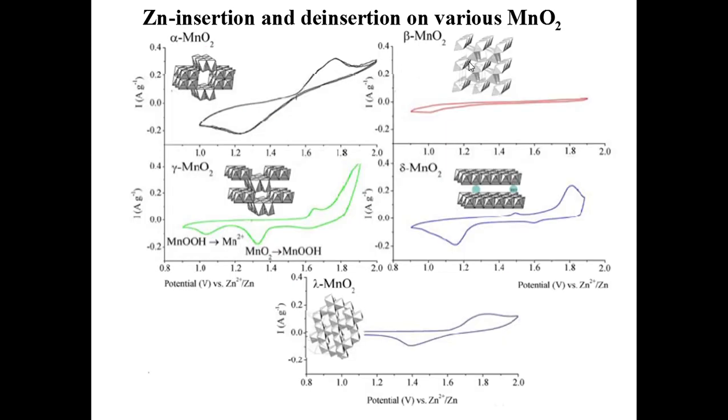And here I have compared the cyclic voltammogram, which shows the zinc deintercalation and the zinc intercalation chemistry. In this case, I used zinc 2 plus as the reference and counter electrode. That means it is just a battery wherein a zinc anode is present and your cathode material is alpha MnO2. So when you measure the potential at which intercalation happens, let us first look at the zinc intercalation.